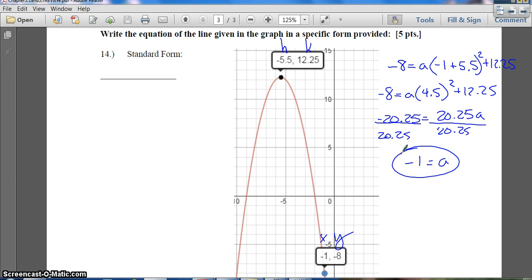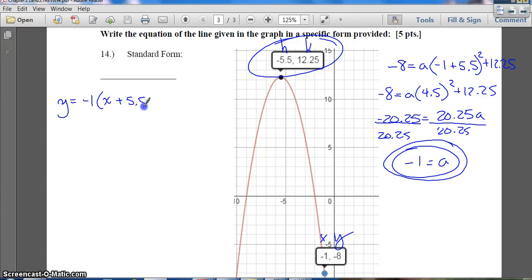Okay, so again, this guy with this guy. That's all you need to write your equation. So y equals negative 1 times (x minus negative 5.5). Notice again I'm writing that as a plus because we subtract the negative. And 12.25 on the end. So this is going to be y equals negative 1. If I FOIL this, it's x squared plus 11x.